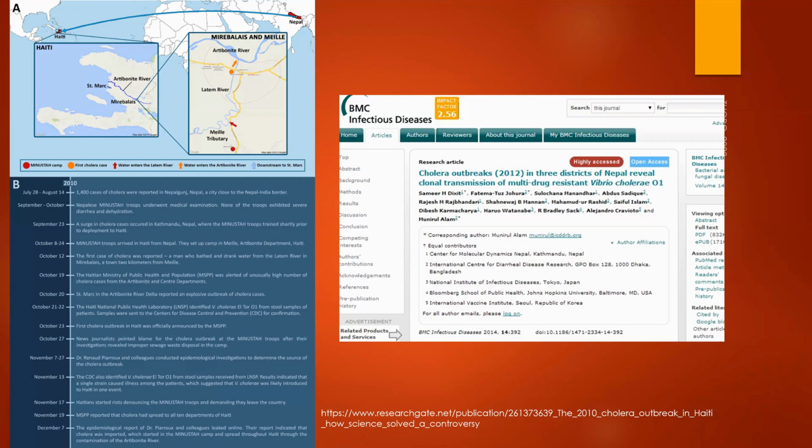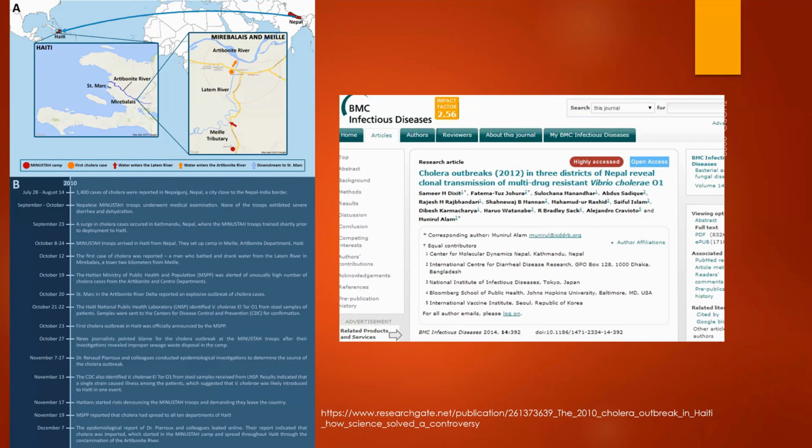So we partnered with them, Dr. Munirul Alam, ICDDR Bangladesh, and we got samples from Haiti, Nepal, and Bangladesh, not from that particular outbreak, but from different outbreaks. And we tried to see whether they're very similar. We found they were similar, but not necessarily the same. And we found that strains from Bangladesh and India and Pakistan were very similar to those found in Haiti.